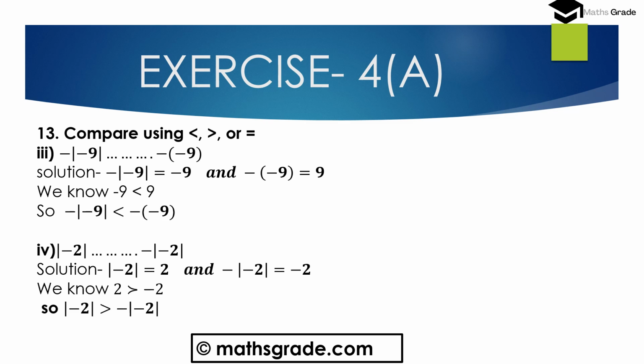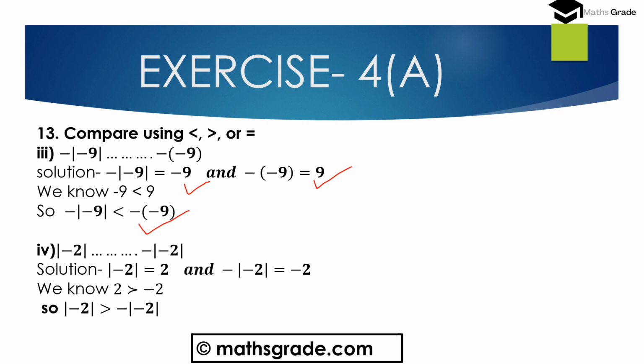Now third bit, minus of absolute value of minus 9 dash minus of minus 9. We know absolute value of minus 9 is positive 9. So minus of absolute value of minus 9 is minus 9, and minus of minus 9 is positive 9. We know negative integers are always less than positive integers. So minus 9 is less than 9. So minus of absolute value of minus 9 is less than minus of minus 9.